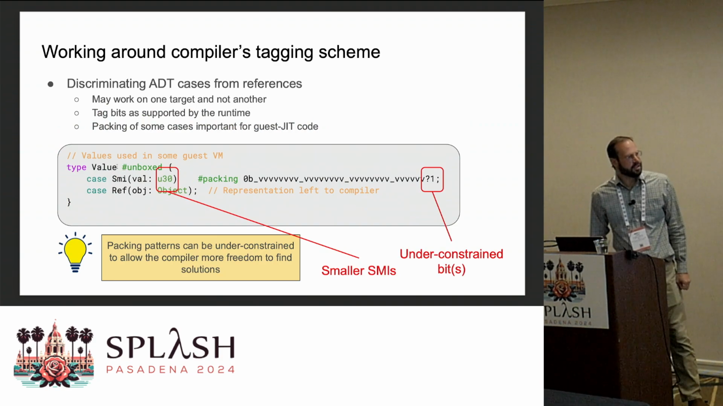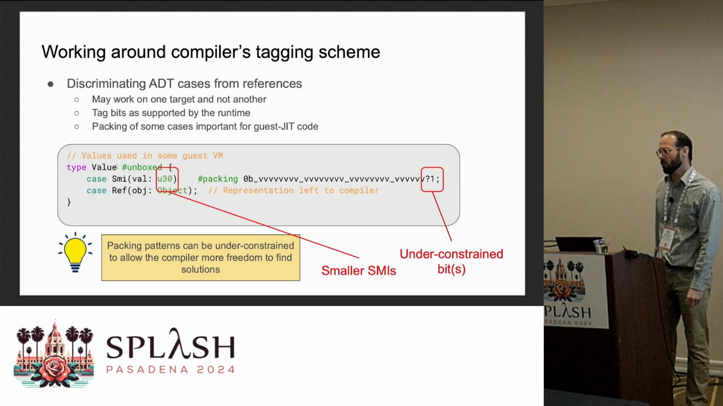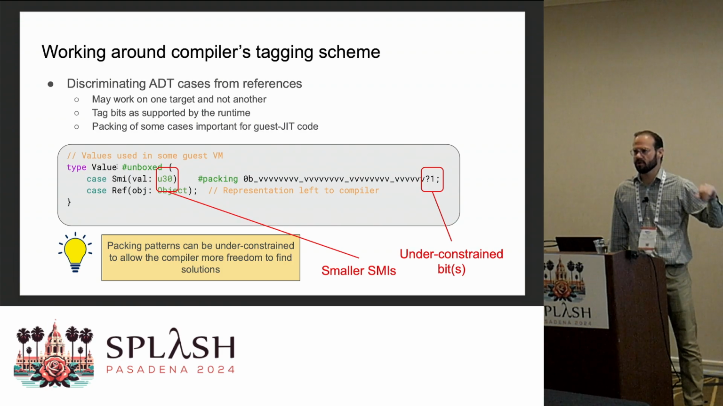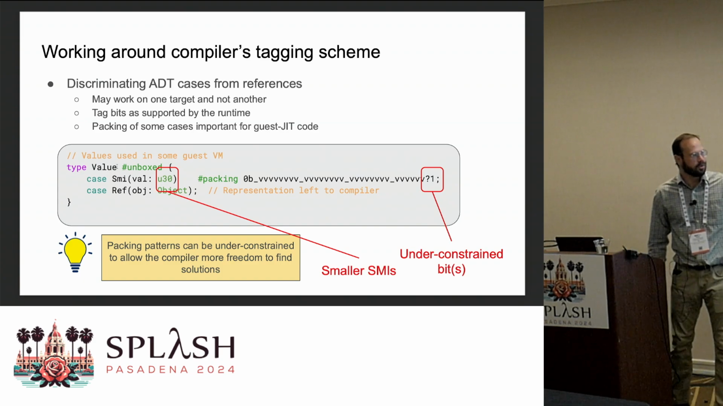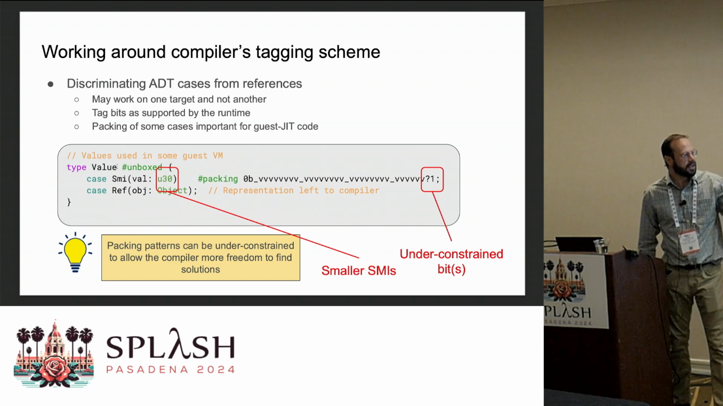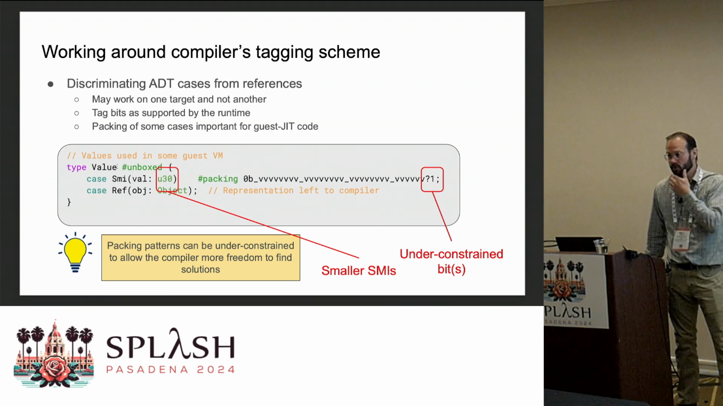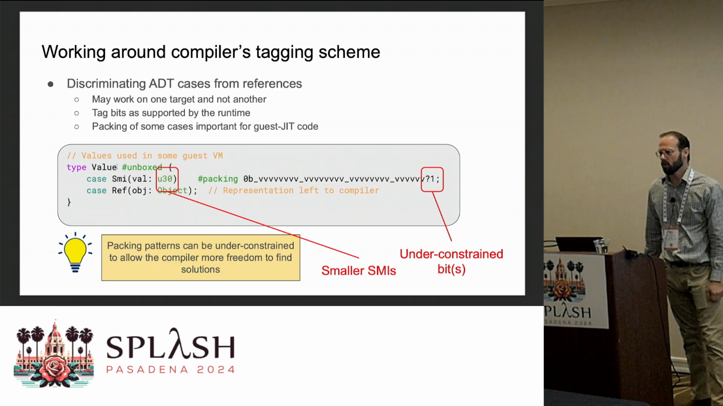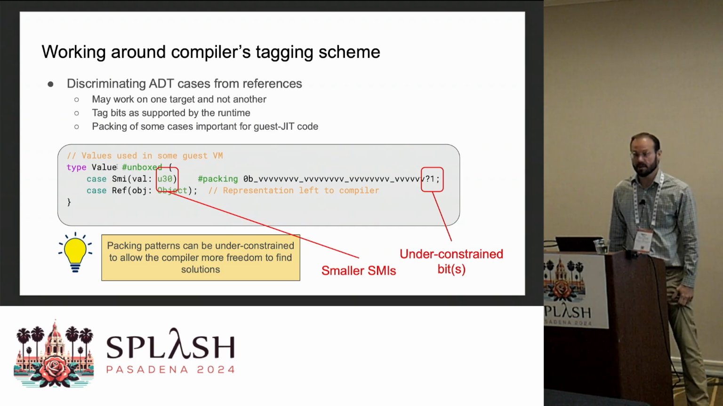So you might actually have to do a little bit of tinkering, because for a given target, maybe you have a tagging scheme in mind, and your ADT works on one target, but it doesn't work on another target. So you might have to relax it a little bit. In our case here, where we're trying to do smis and refs, maybe we can't get 31 bits. And so maybe we back off a little bit and say, we only want 30 bits, and you get a question mark at the end. The compiler can use that.